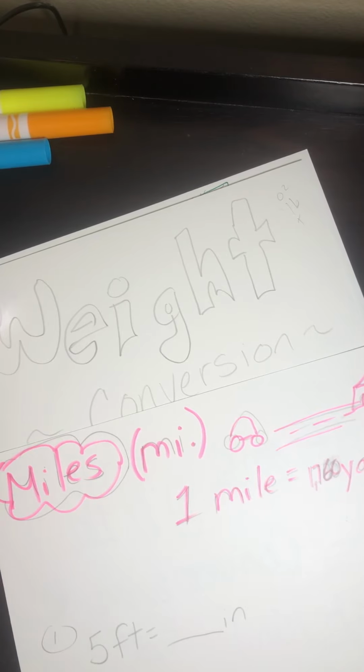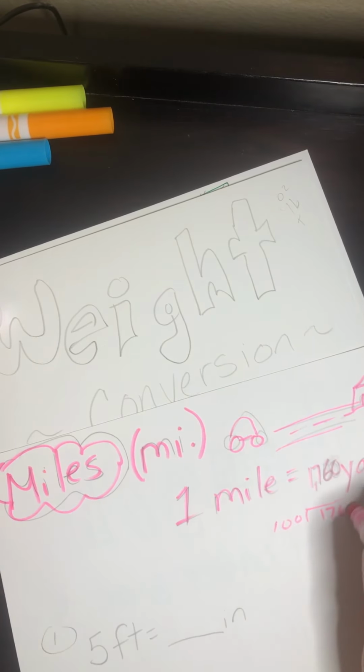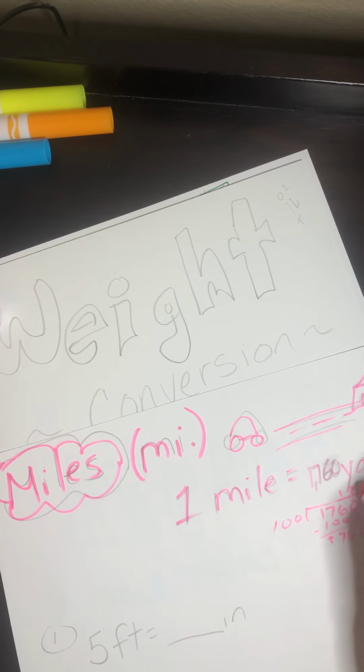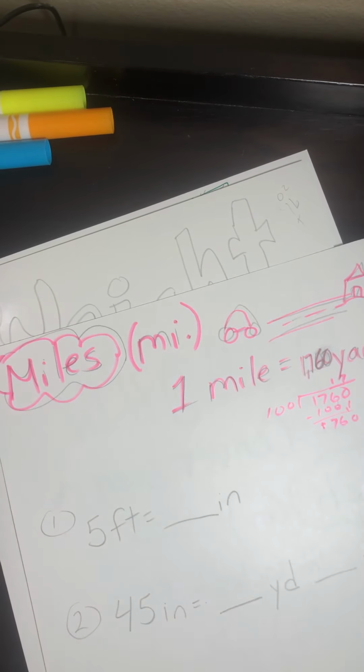Think of like a football field is 100 yards. So we would need to divide 100 into 1,760. So 176, bring down the 0, 17. So about 17 football fields, if you walked it, would be equal to a mile. So let's go through and look at some of these examples here.